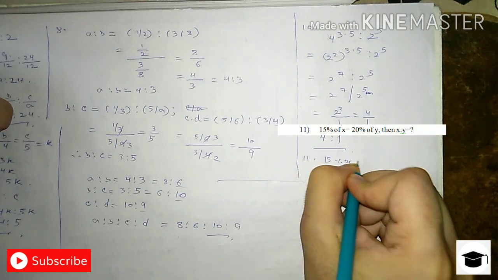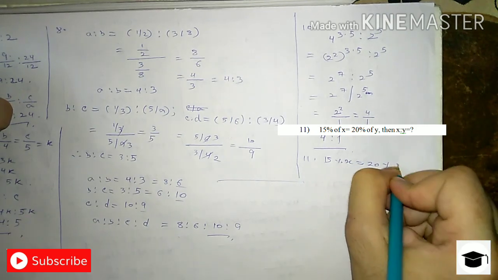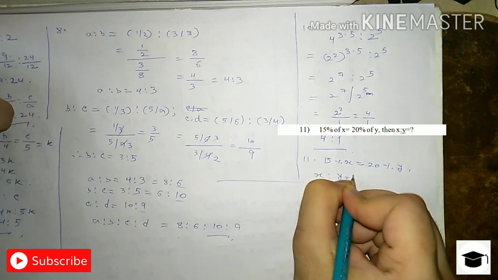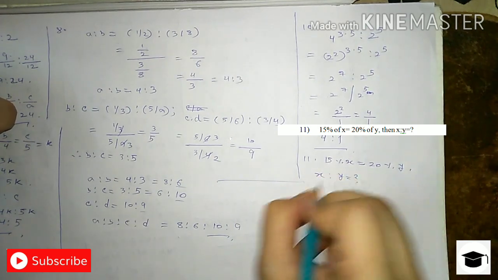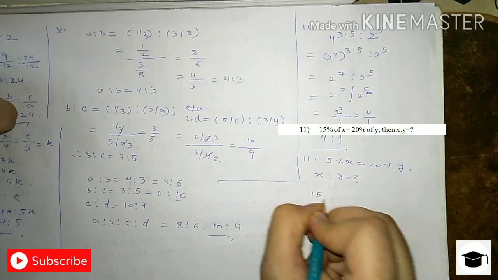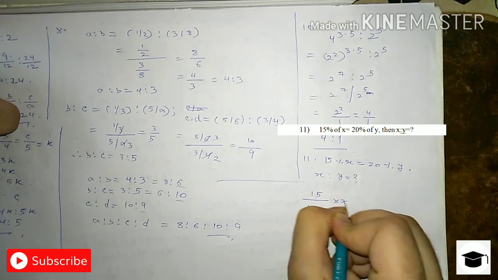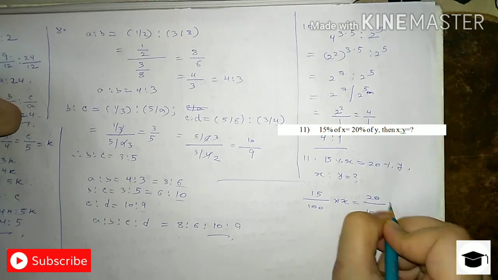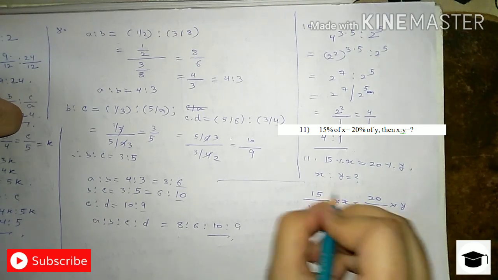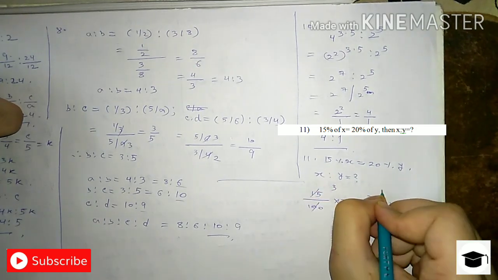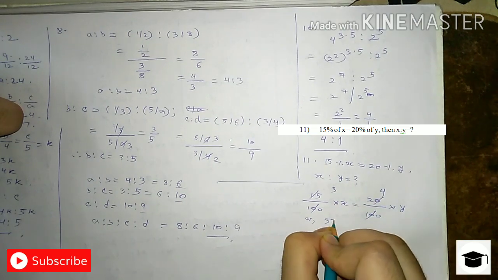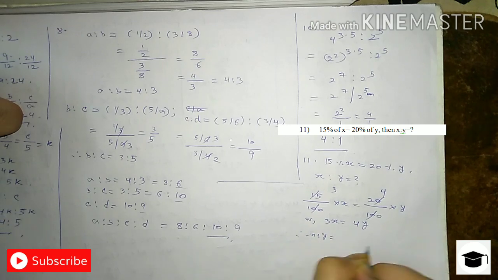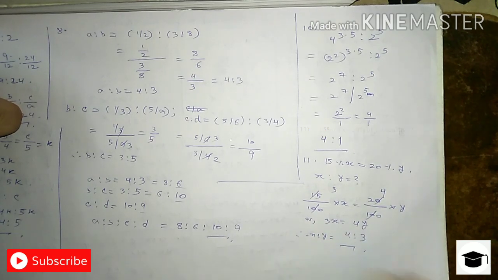15% of x equal to 20% of y. Then the value of x is to y. So 15% of x, that means 15 by 100 into x. 20% of y, that means 20 by 100 into y. So we can get 3x equal to 4y. So the value of x is to y equal to 4 is to 3.